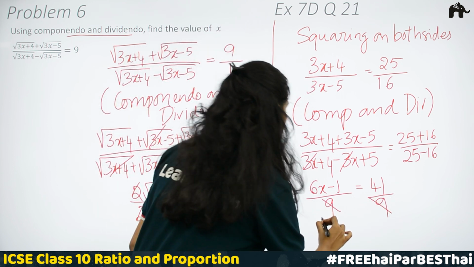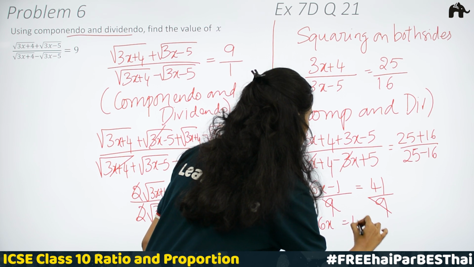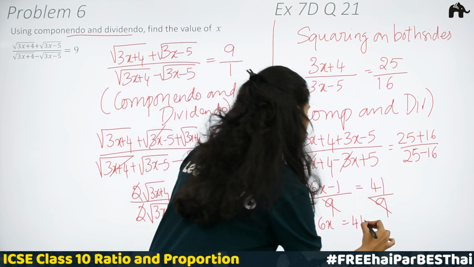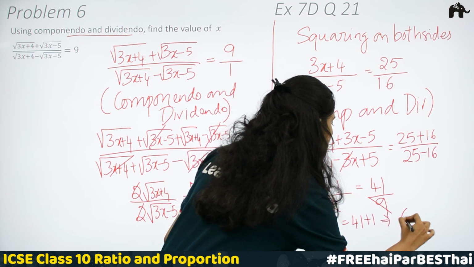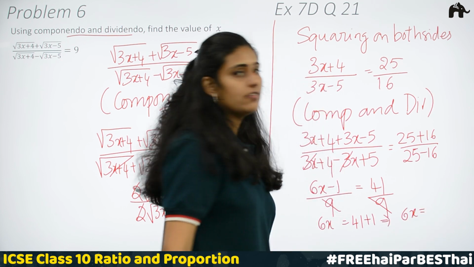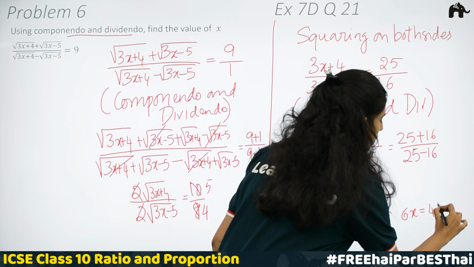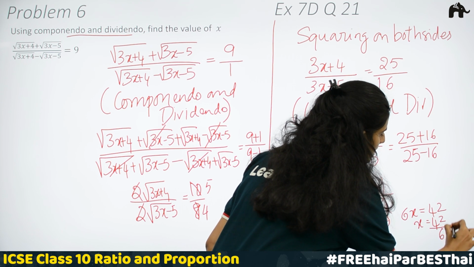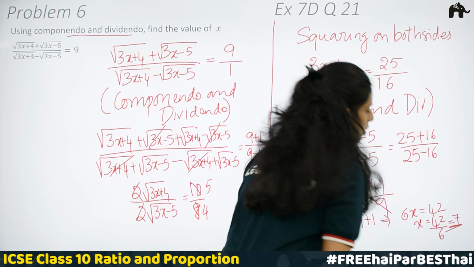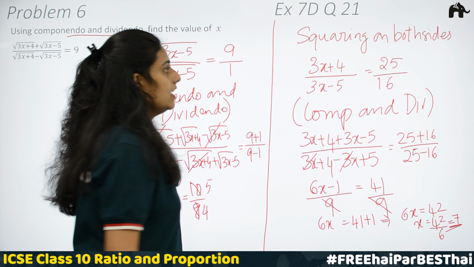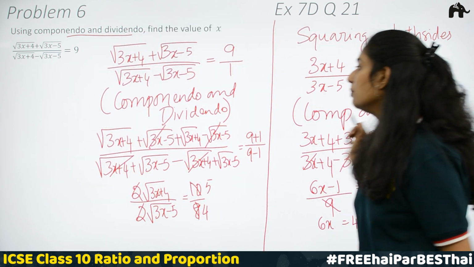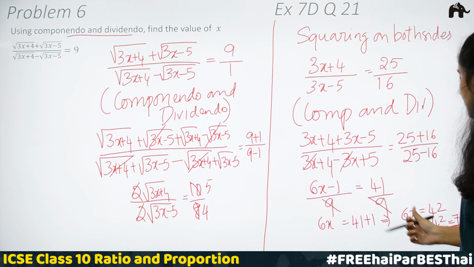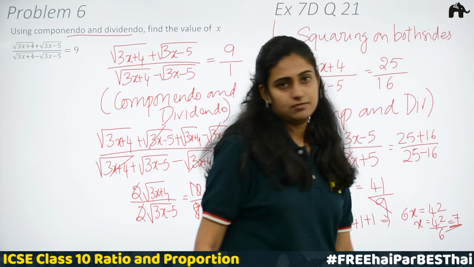Then we have 6x is equal to 41 minus 1 goes to the opposite side, it becomes plus 1, which implies 6x is equal to 41 plus 1, 42. x is equal to 42 divided by 6 which is equal to 7. The value of x is 7. Got it? Here twice we are using the componendo and dividendo property. Clear? The value of x is 7.